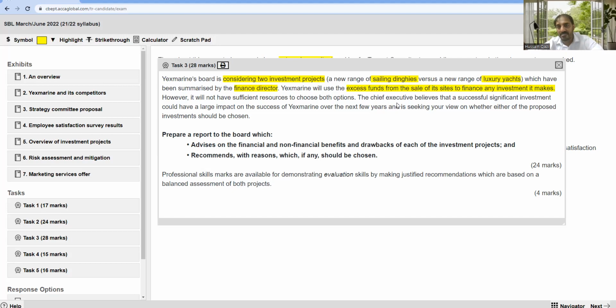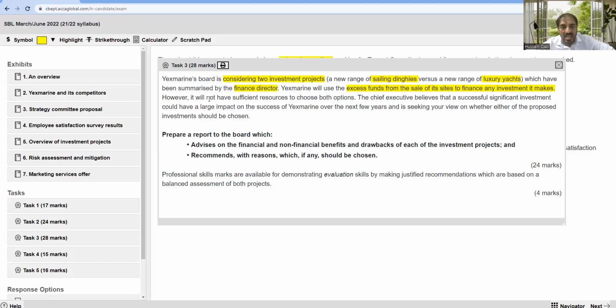Be very careful, you need to read it. Very focused. So till now you have read that. We are here to attend the question where the board is considering two investment proposals: sailing dinghies and luxury yachts. And this is about investment support from finance. You know very well, investment support from finance. So from where do they want to get the finance? By selling one of its sites, where they will get excess funds.